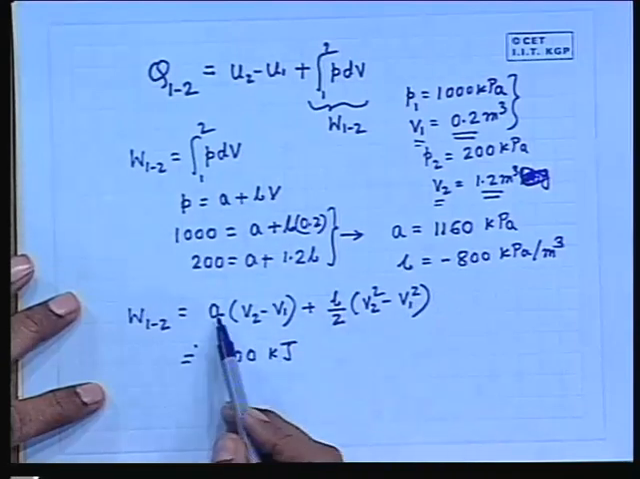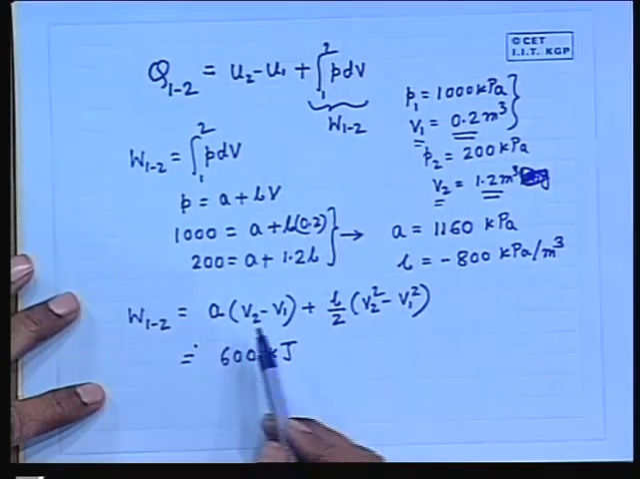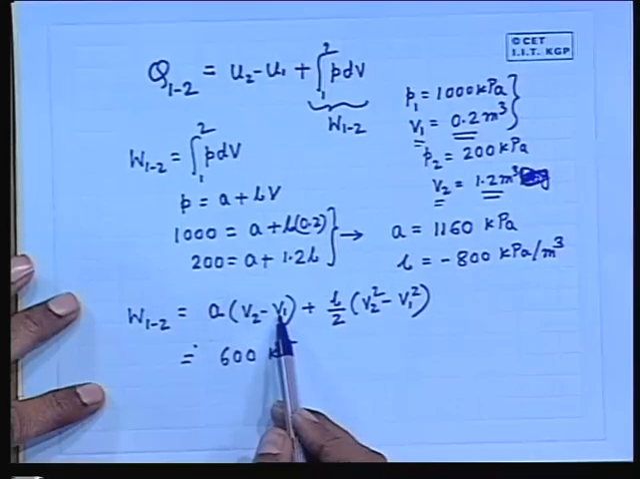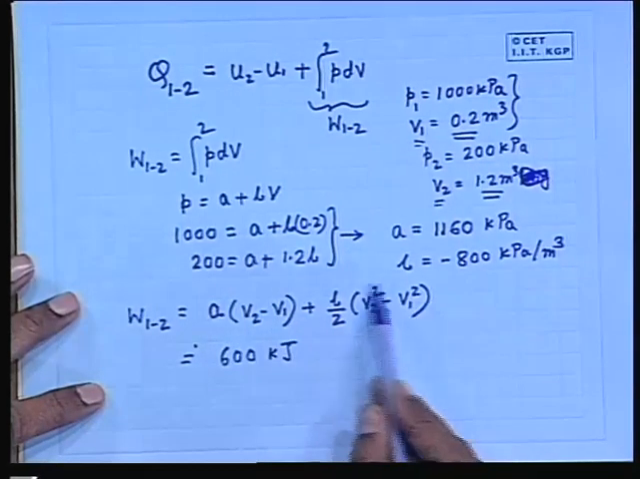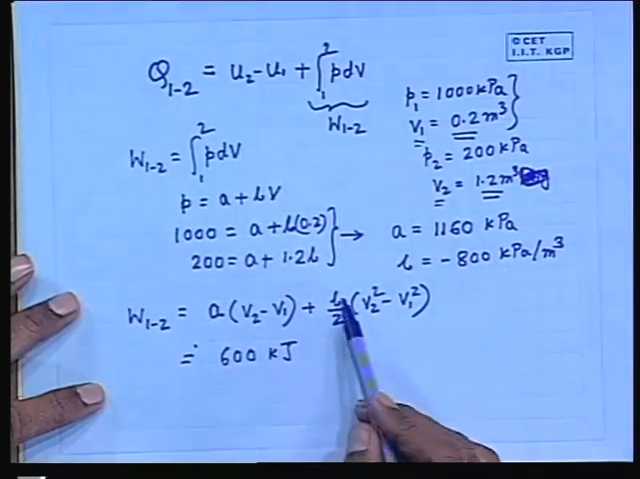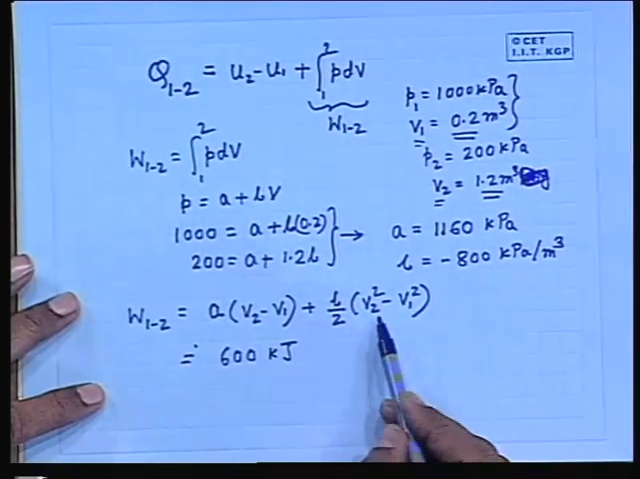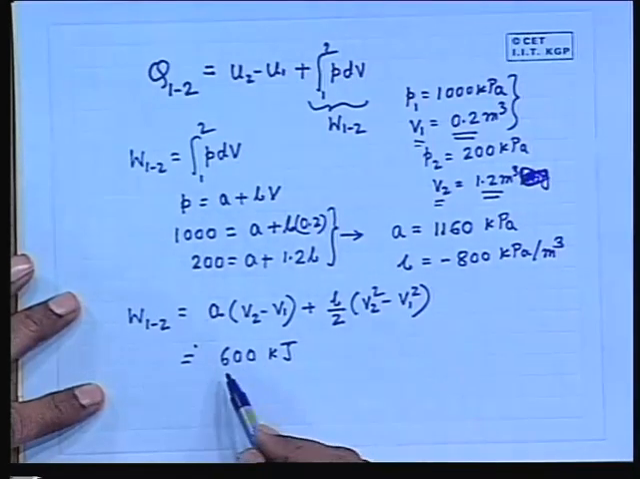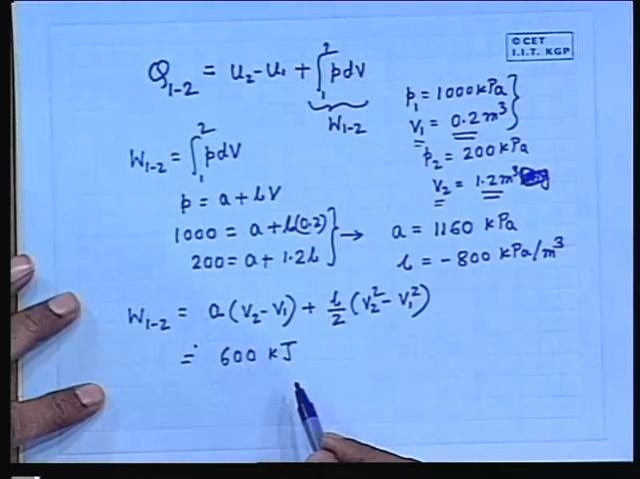If you just substitute the value A in kilopascals and V2 minus V1 in meter cube, so kilopascals into meter cube will be kilojoule. Here also, if you substitute kilopascals per meter cube, and this is V2 square, therefore you get the value 600 kilojoule. All right.